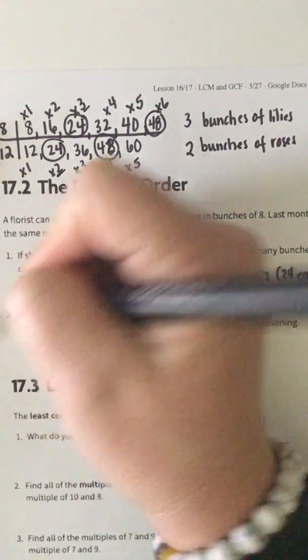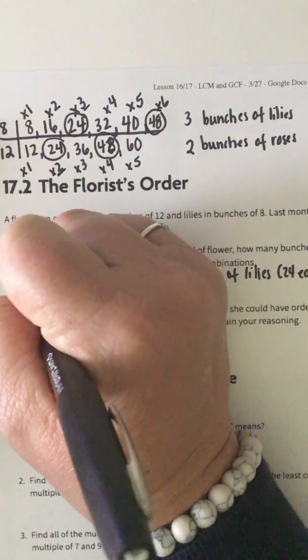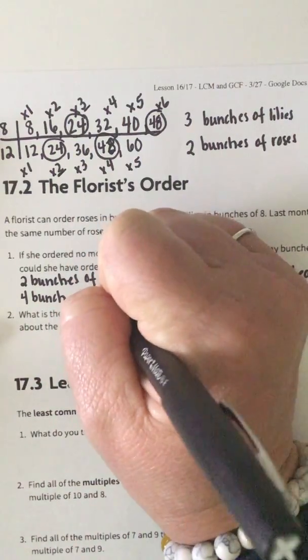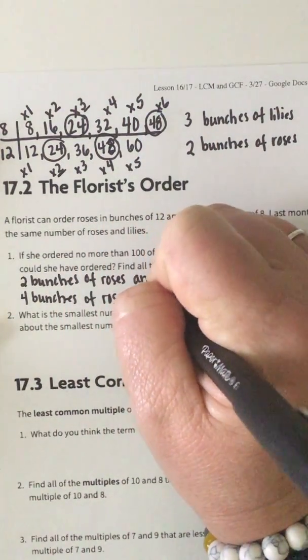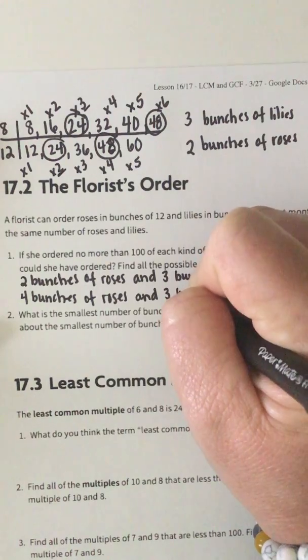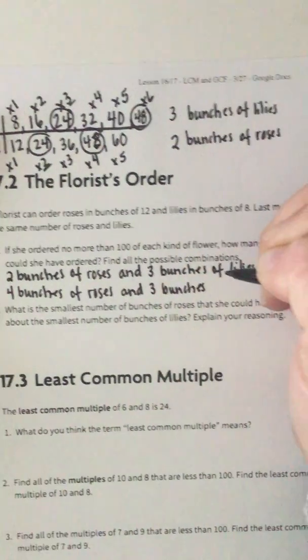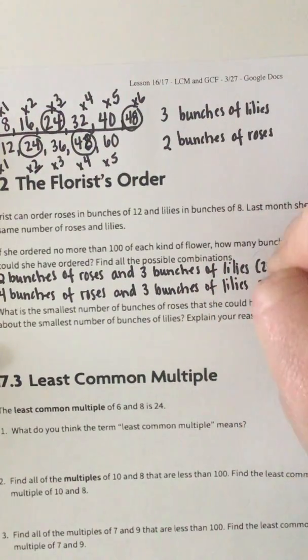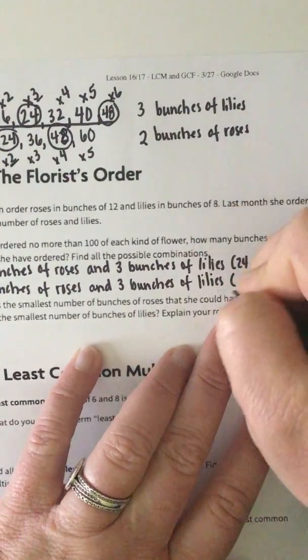All right, so here we would do 4 bunches of roses and 3 bunches of lilies, and that's going to give us 48.